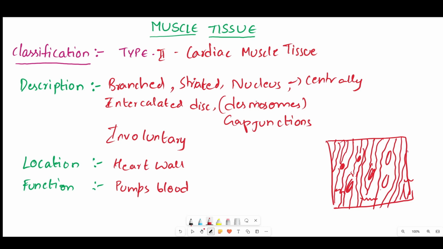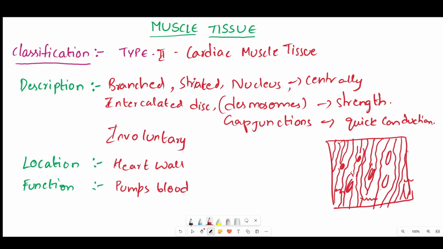What is the use of these desmosomes and gap junctions? Desmosomes are specially useful for giving strength to the tissue. Whereas gap junctions are helpful for quick conduction. What conduction? It is the conduction of electrical signals. Simply put, the muscle action potentials spread throughout the heart with the help of these gap junctions. But the actions here are involuntary, so they do not happen under our consciousness.